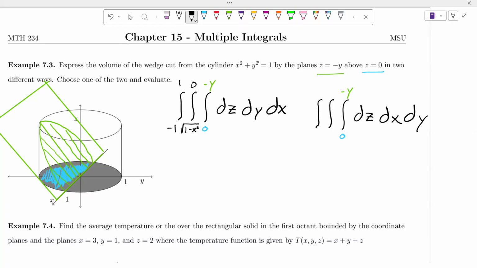Doing dx first, if I go from back to front, I'll have the negative square root of 1 minus y squared to the positive square root of 1 minus y squared. And then y just goes from -1 to 0. And I get my choice of which one I want to do first, or which one of these I want to do at all. And I think the one on the left looks a little easier.